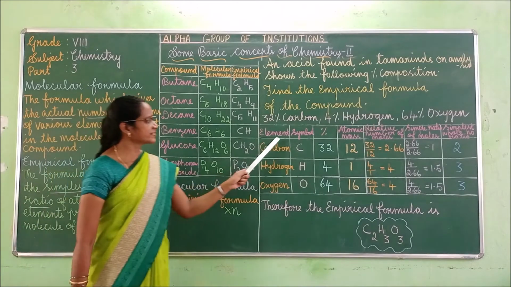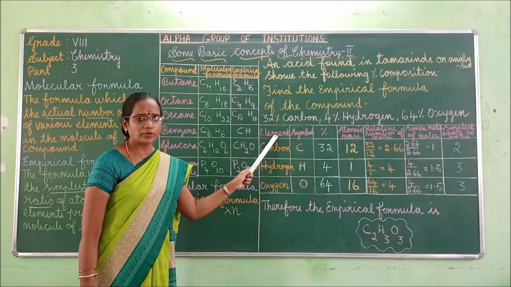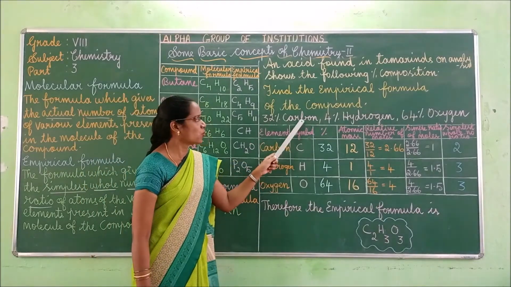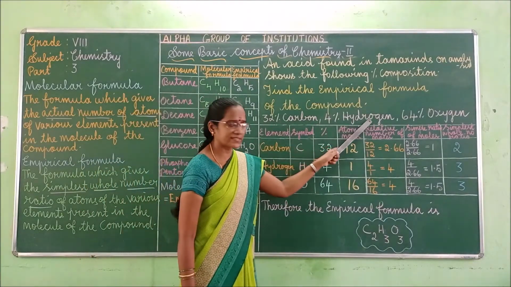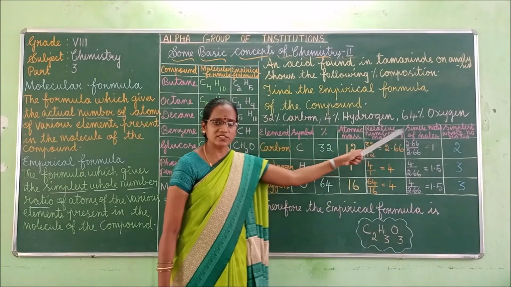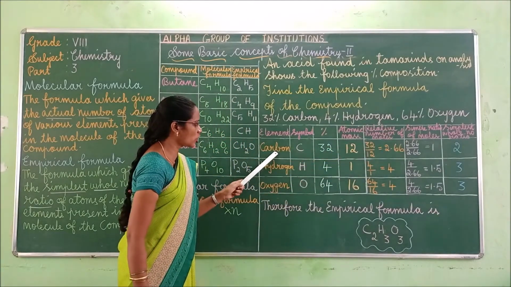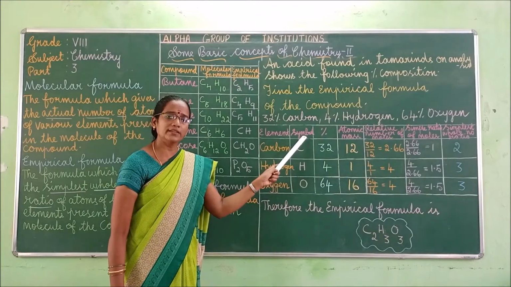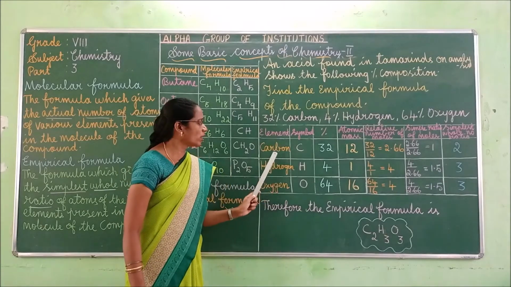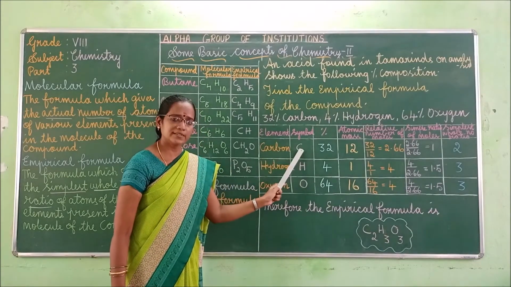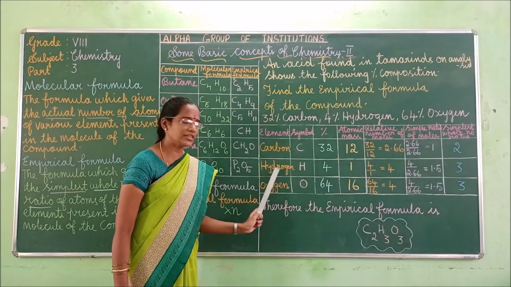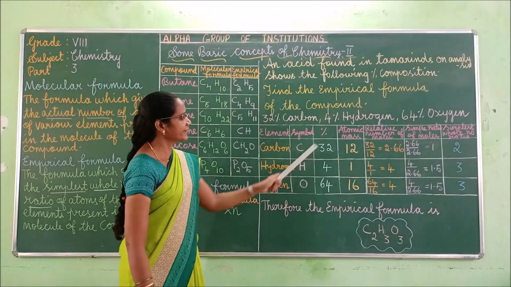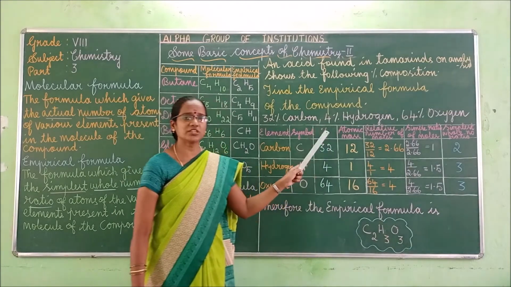Okay. So in the first column, as I already told you, you have to mention the element. It is given in the question itself, isn't it? What are the elements given? One is carbon, second one is hydrogen, and third one is oxygen, isn't it? So mention carbon, hydrogen, oxygen. In the next column, what you have to do? You have to write the symbol of that element, isn't it? What is the symbol of carbon? It is C. What is the symbol of hydrogen? It is H. And symbol of oxygen? O. Right?